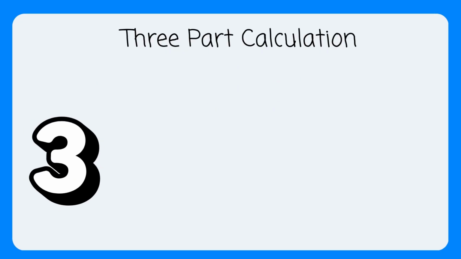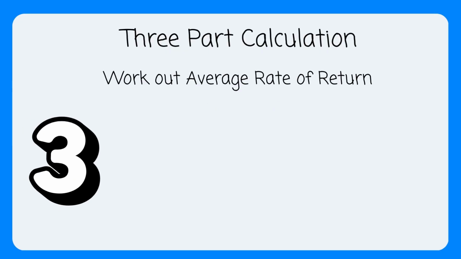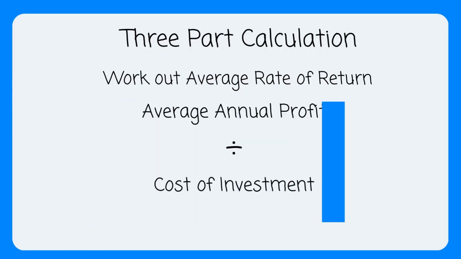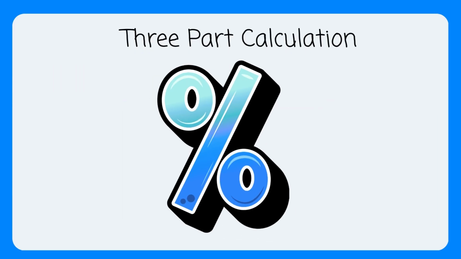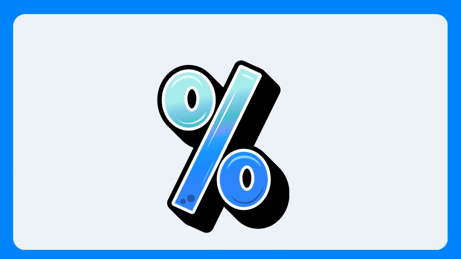In step 3, work out the average rate of return by taking the average annual profit and dividing that by the cost of the investment. The answer you get, you need to times it by 100 to convert it from a decimal to a percentage. That's why ARR is called an average rate of return, because it shows the profit earned per year on average. It gives you a percentage that makes it much easier to compare different investments.